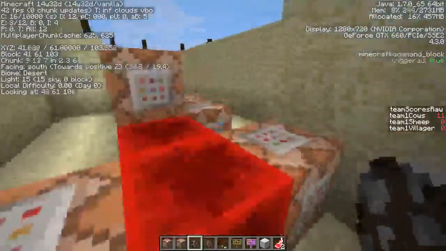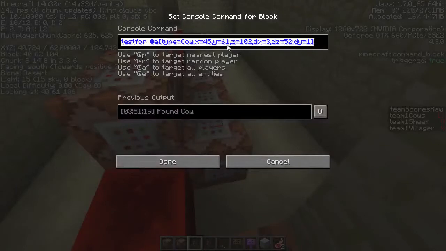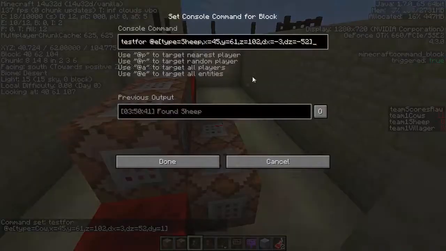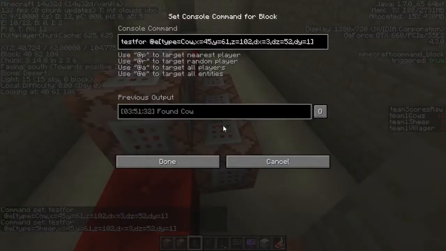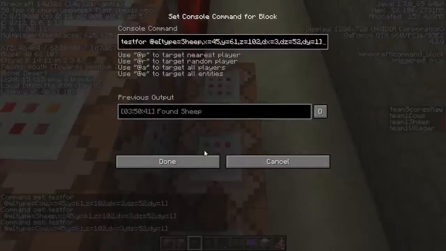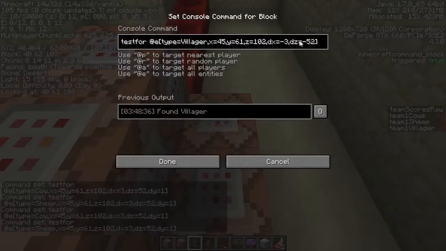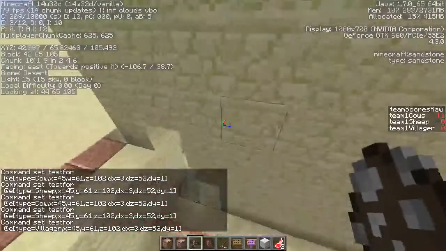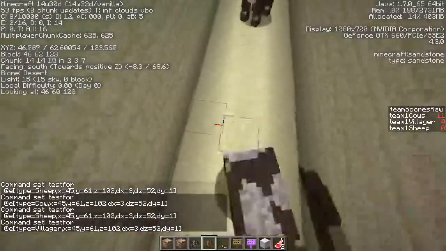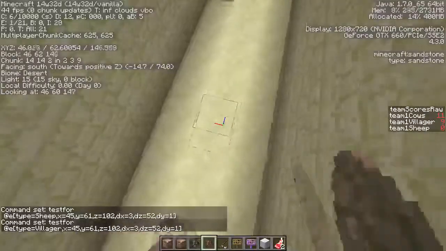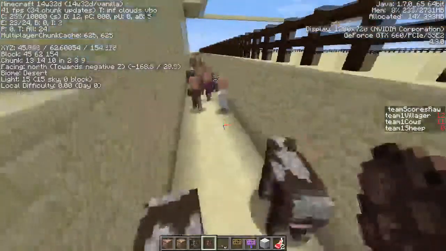Let me through the hole. So the DX is supposed to be 3, and the DZ is supposed to be 52, and the DY I think I set to 1. Yeah. So that should fix this whole issue. Alrighty. So if I had villagers in here now, I should be able to find them. Let's make it 12.